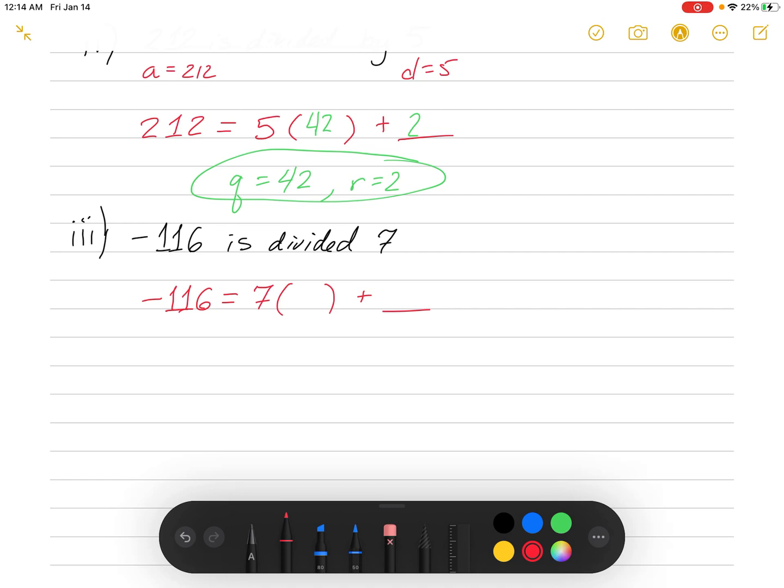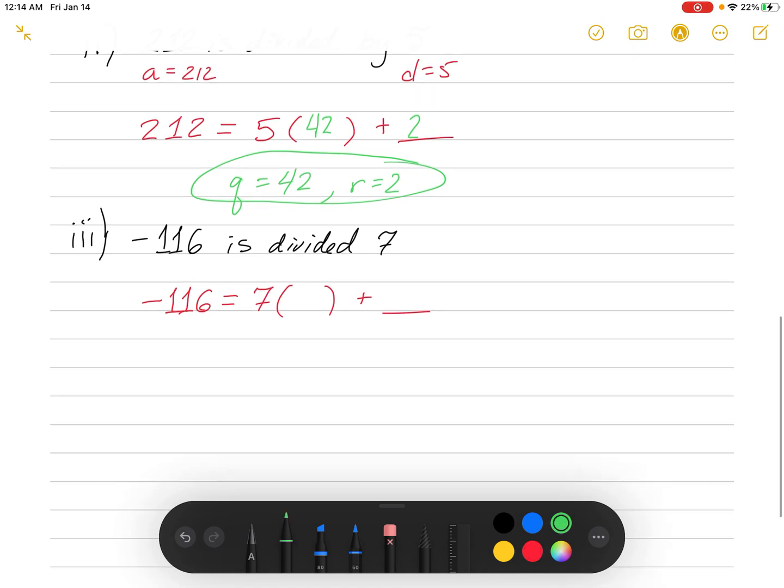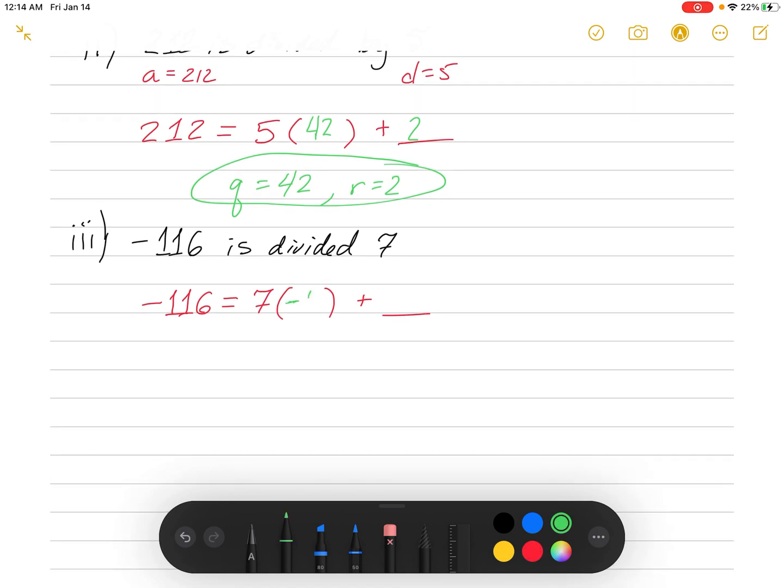Well, we want to actually use the floor function. So negative 16.57, when we use the floor function, is going to take us down to negative 17. So our Q is actually negative 17. So we're going to subtract 7 times negative 17 from both sides of the equation, which is really adding 7 times positive 17 to both sides. So in your calculator, you take negative 116 and add 7 times 17. And you'll get 3, so that'll be your remainder, 3.